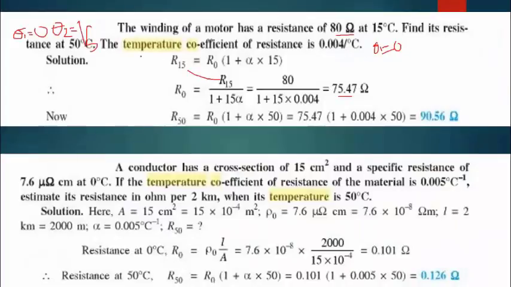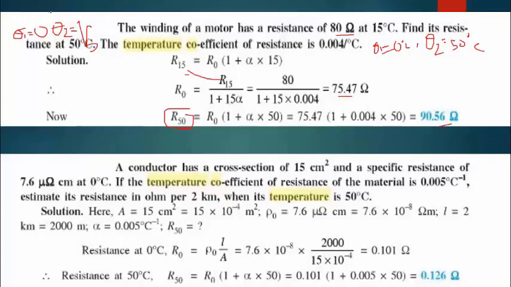So for the first way, when we want to solve the second part of the question, we have one approach: we can assume theta 1 is 0 degrees centigrade, and theta 2 is the one that we are asked for, 50 degrees centigrade. Therefore, in our equation, R50 equals R naught times (1 plus alpha times temperature 50). So we can just solve that the resistance at 50 is equal to R naught, 75.47, times (1 plus alpha), where alpha is 0.05, and we can get the answer.